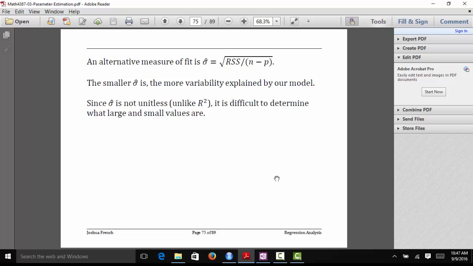So as we conclude this section, not everyone likes to use R-squared as a measure of model fit. So I'm going to throw out another measure, though it's not nearly as useful in general, and that is just computing the estimated standard deviation of the errors, sigma hat, which is the square root of the residual sums of squares divided by the residual degrees of freedom. And in general, the smaller sigma hat is, the more variability is explained by our model.